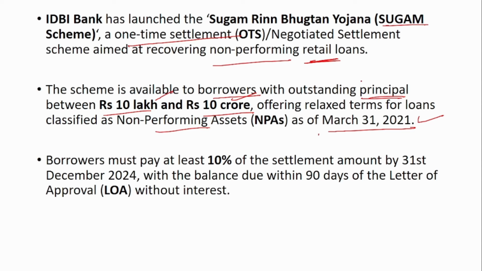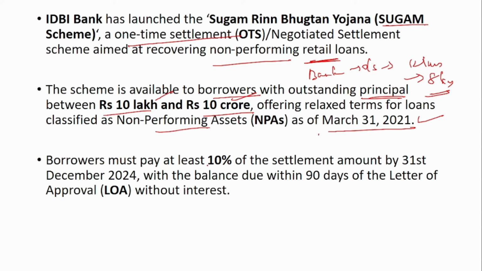What happens in this one-time settlement is that there will be some outstanding on the loan, right? The bank will say, okay, the outstanding is, suppose, 12 lakhs. Then you pay only around 8 lakhs and we will settle this loan. We will close the NPA loan of your account. We will not call you again for any repayment. You pay this 8 lakhs once and for all and close this NPA account. This is what an OTS scheme offers.